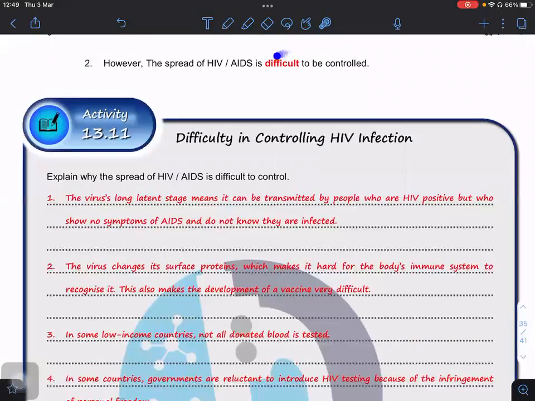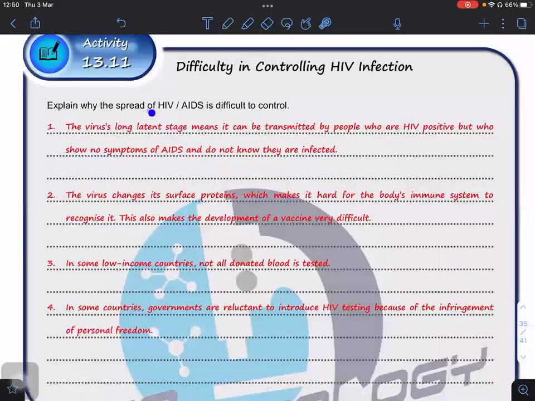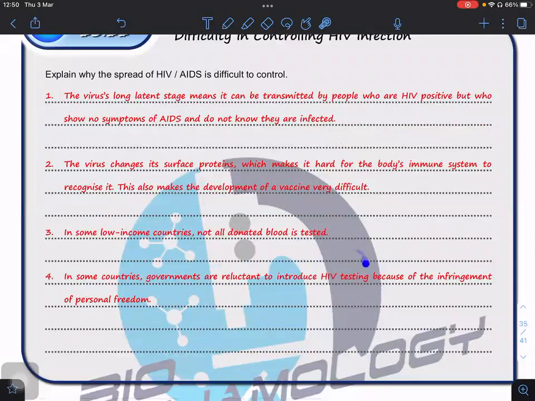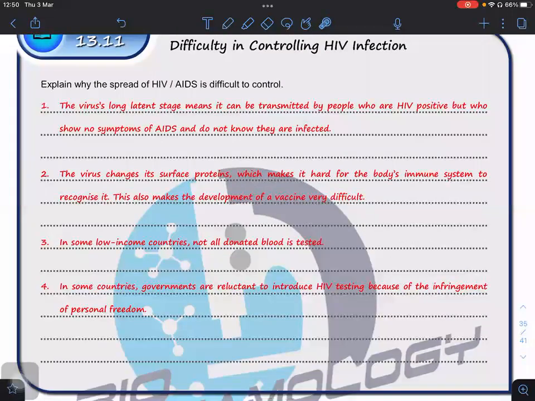However, the spread of HIV/AIDS is difficult to control. Why? Because the virus has a long latent stage, which means it can be transmitted by people who are HIV positive but have no symptoms. We don't know. The virus changes its surface proteins, making it hard for the body's immune system to recognize it. So until now, there is no vaccine. In some low-income countries, not all donated blood is tested. In Malaysia, yes, we test for HIV, but in some countries the government is reluctant to introduce HIV testing because of the infringement of personal freedom. We cannot force people to go for HIV testing.